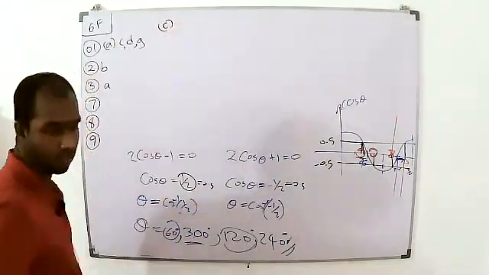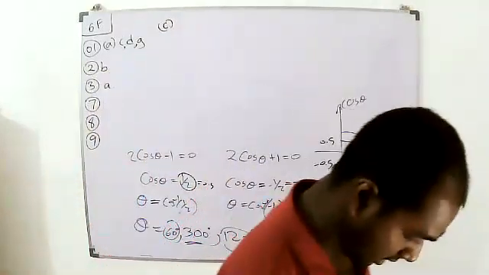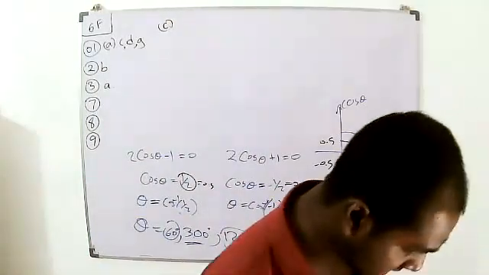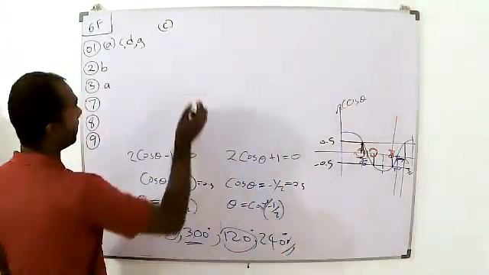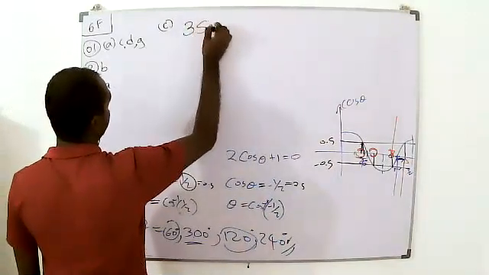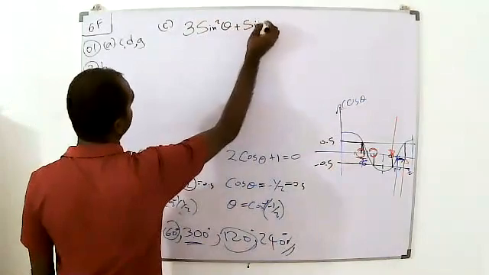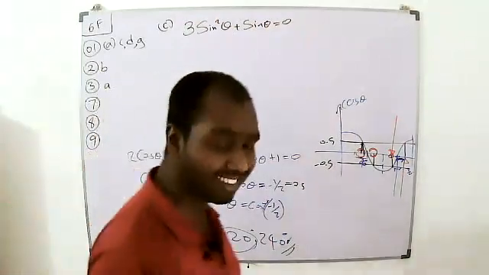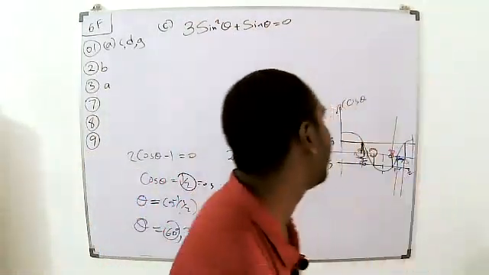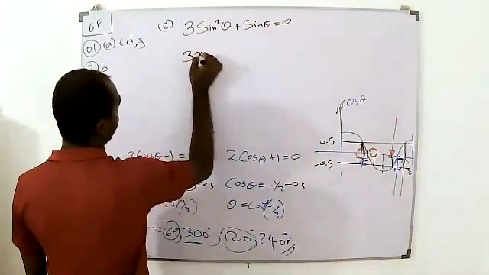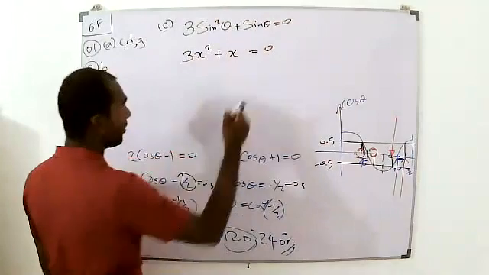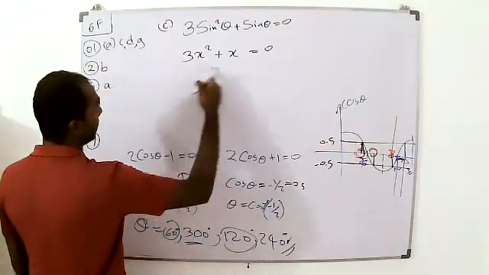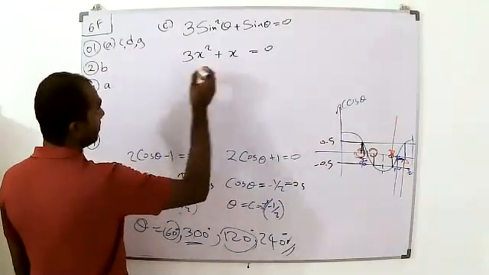What is part C? We have 3 sine squared theta plus sine theta equals 0. Now, these are two-step solutions for these equations. Like in algebra, if you are given 3x squared plus x equals 0, how do you get the answer? What are the solutions? You can take a common factor out.